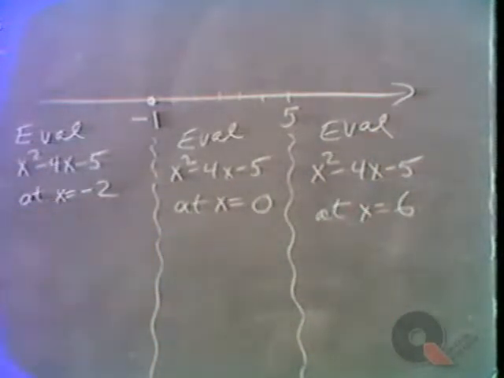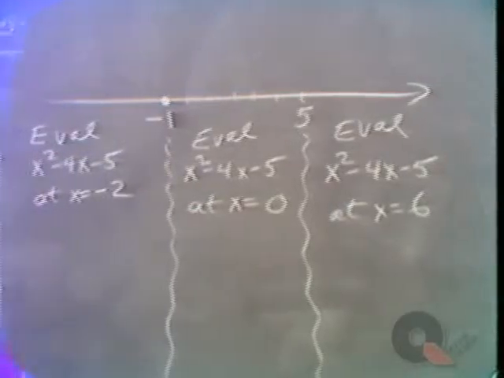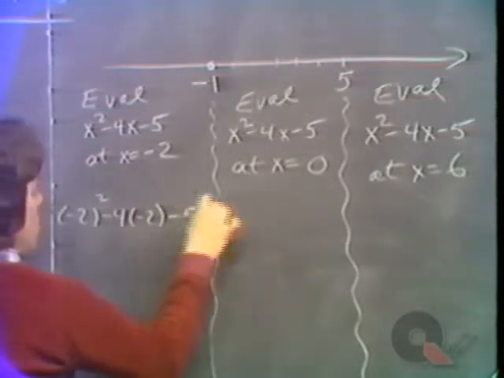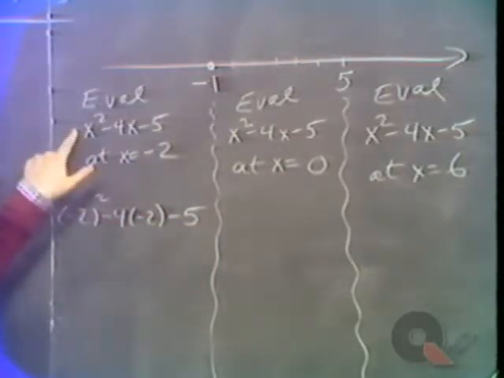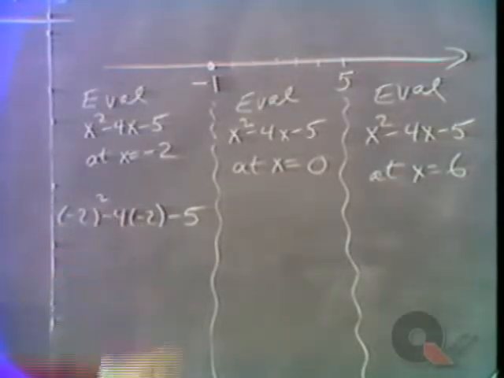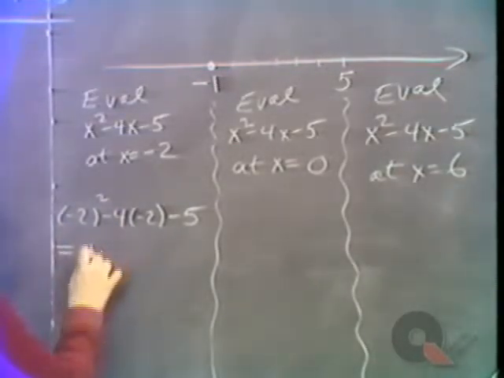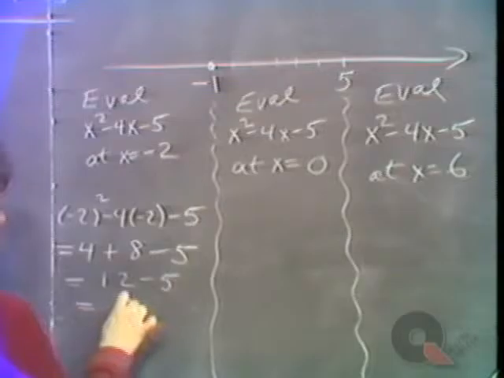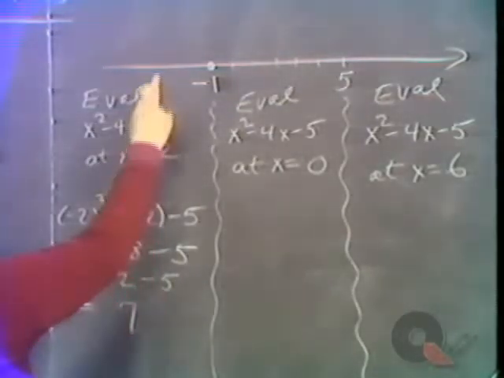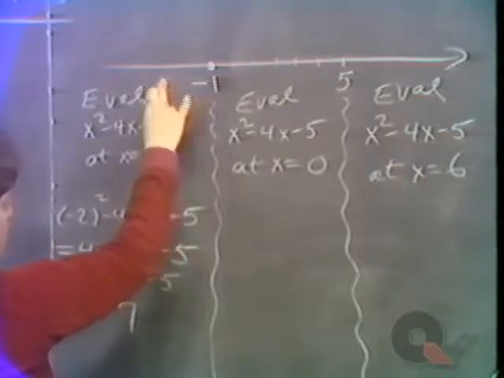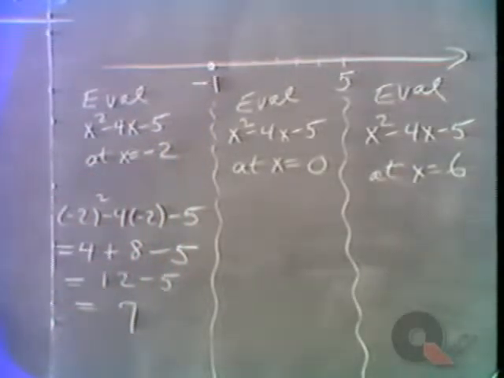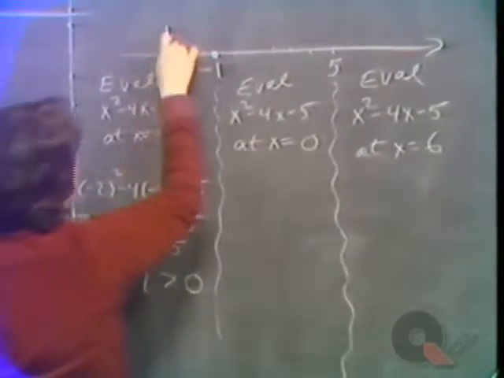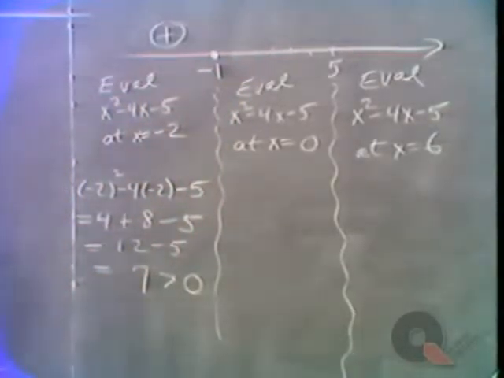anything greater than 5. Okay, doing this, we get at minus 2 squared minus 4 times minus 2 minus 5. We're substituting in x equals minus 2 into that expression, x squared minus 4x minus 5, and we get 4 plus 8 minus 5, 12 minus 5, or 7. Therefore, at minus 2, which is in this interval here, the expression x squared minus 4x minus 5 is positive. It's greater than 0. 7, it's greater than 0. Therefore, it must be positive throughout this whole first portion.